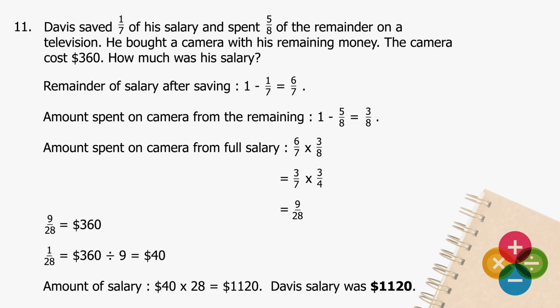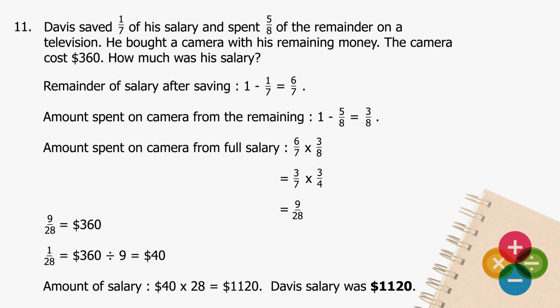The remainder of the salary after saving will be: subtract 1/7 from 1, and the difference is 6/7. The fraction of the remainder spent on the camera will be: subtract 5/8 from 1, and the difference is 3/8. The amount of money spent on the camera from his full salary will be: multiply 6/7 by 3/8, and the product is 9/28.